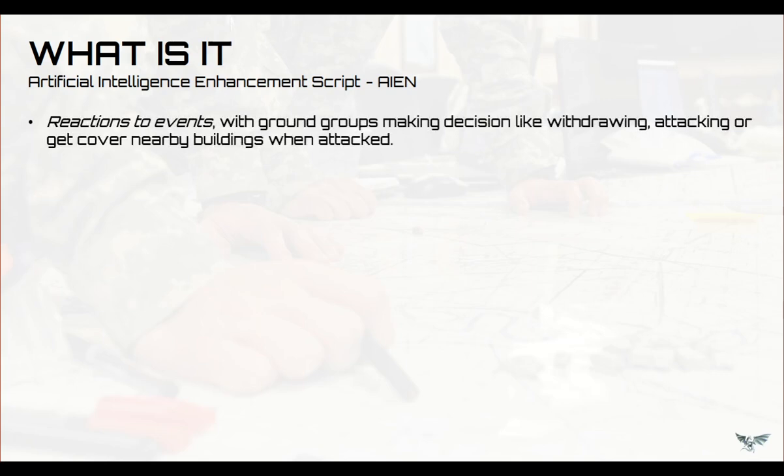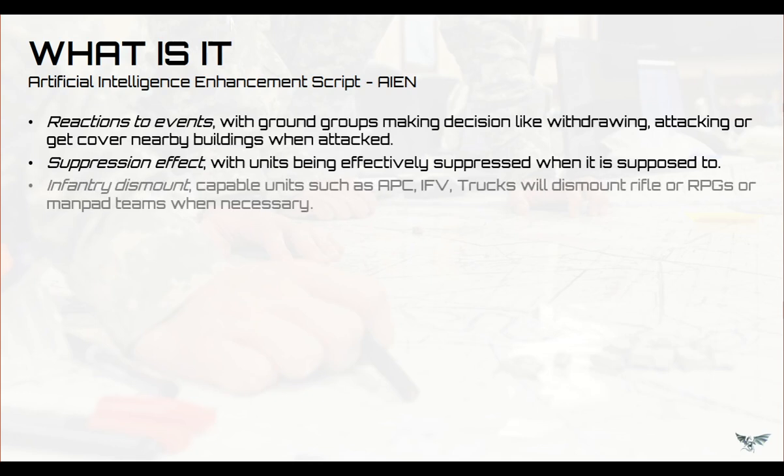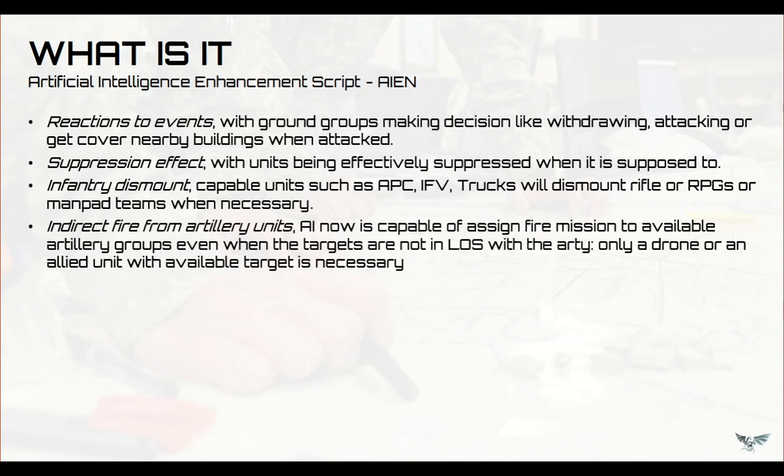What does it add? It adds reactions to events, mostly when a unit is under attack, takes hits from something, and it can change the standard decision way that DCS does. It can add a suppression effect, just like the famous fantastic Bots suppression scripts. It adds infantry dismount capabilities for any vehicles that are infantry capable, such as APC, IFV, and trucks. And it adds indirect fire from any artillery unit group, automated indirect fire, without the need of line of sight between the artillery groups and the target.